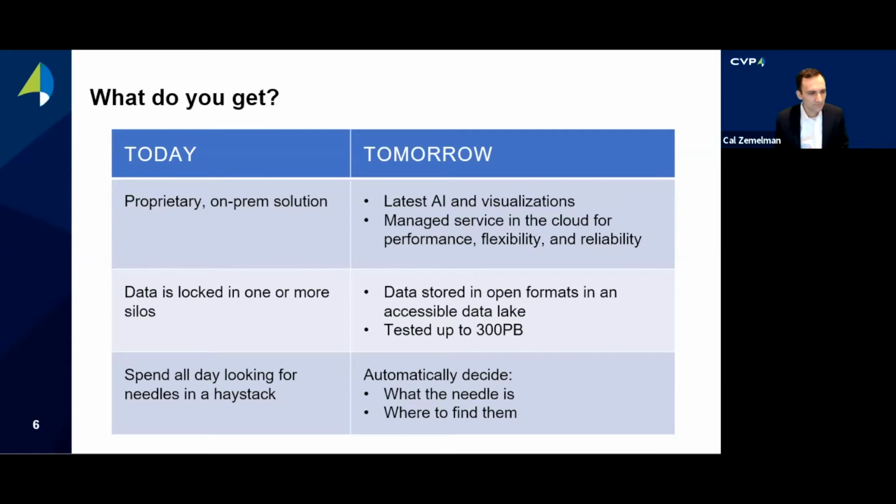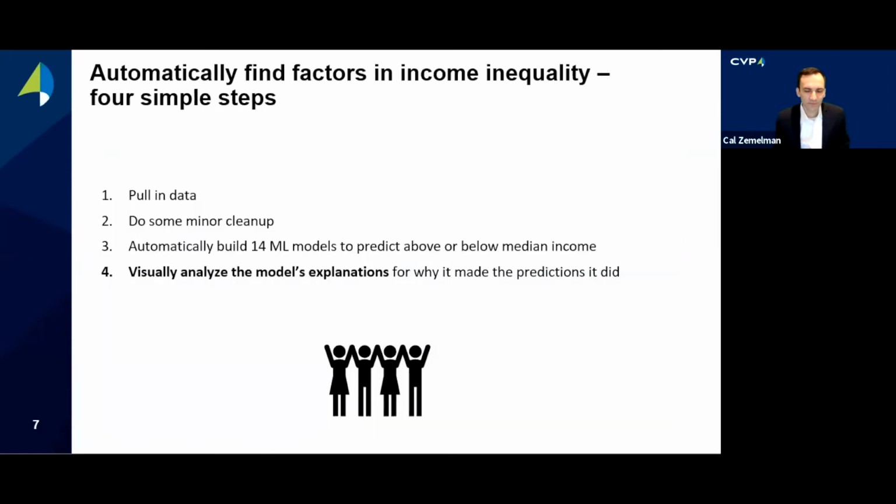So, demo number 1. We're going to look into a data set that actually came from the Census Bureau and see if we can automatically figure out what seem to be some factors that are associated with income inequality, or people being high or low income, or predicted to be high or low income.